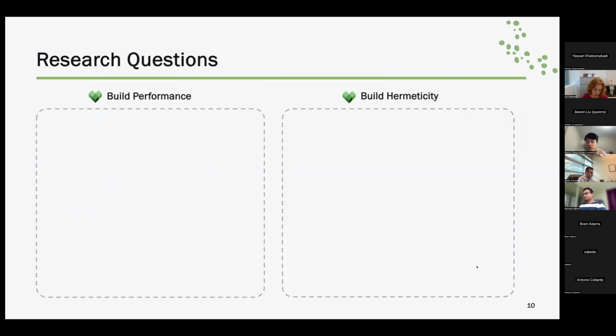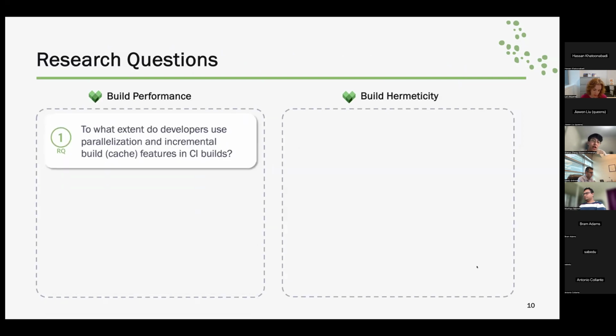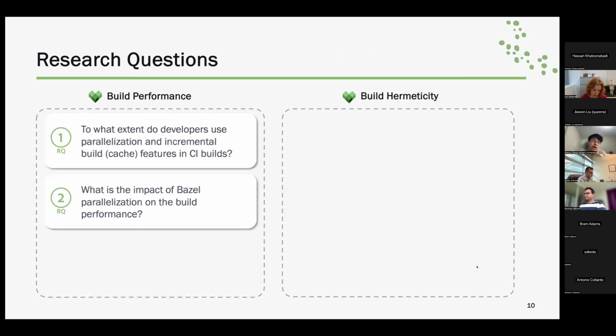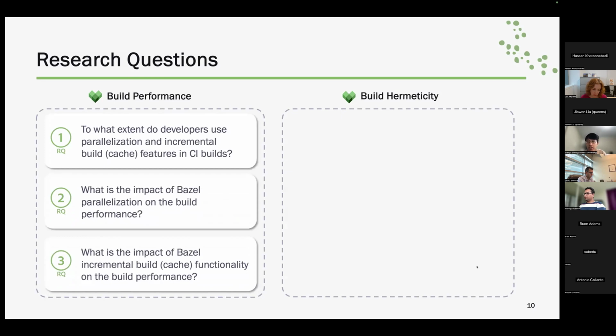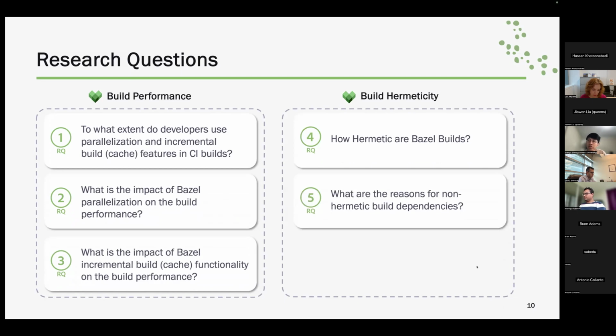In the research, we focus on 2 parts of Bazel. The first part is build performance. In the first article, we analyze the usage of build performance features in CI. In the second and third articles, we evaluate the impact of these build performance features on build times. In the second part of the research, we focus on the hermeticity side of Bazel. The first article evaluates how hermetic Bazel builds are. The fifth article explores the reasons for non-hermeticity introduced in the build process. And the last article tries to understand the impact of build hermeticity.